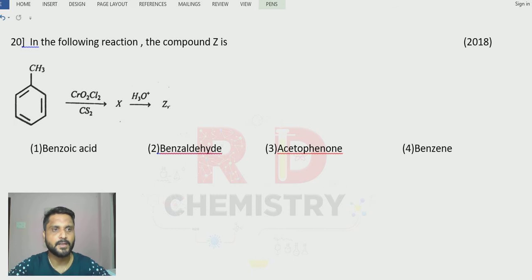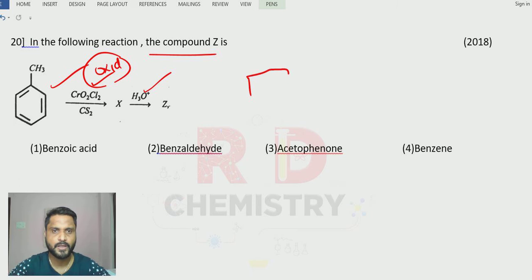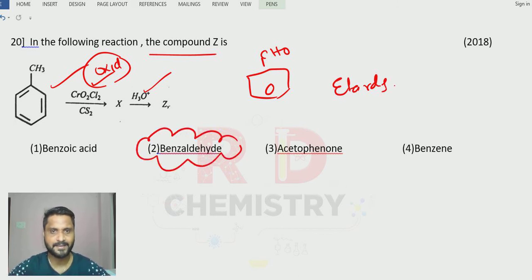Question number 20. In the following reaction, toluene is subjected to chromyl chloride, that is the oxidation, followed by hydrolysis, which will give rise to benzaldehyde, and this is a famous reaction. This is the Etard reaction. So therefore, the answer is option number 2. Benzaldehyde is the answer.